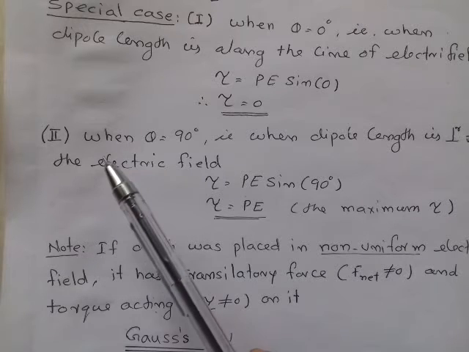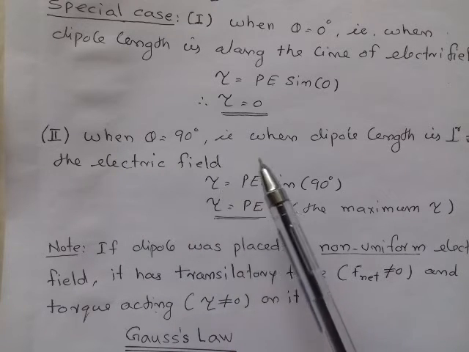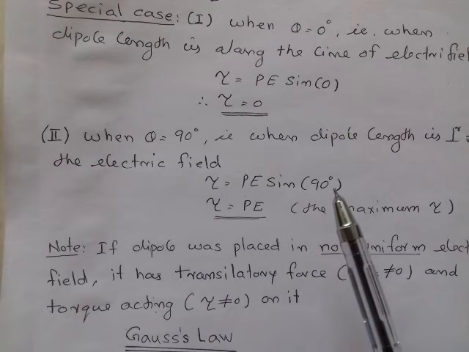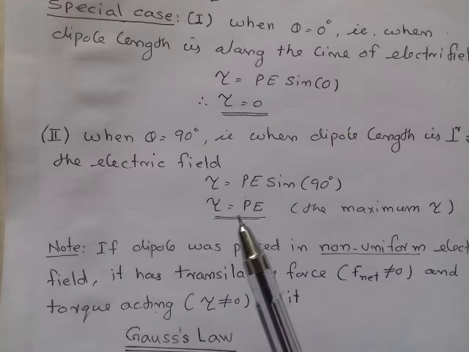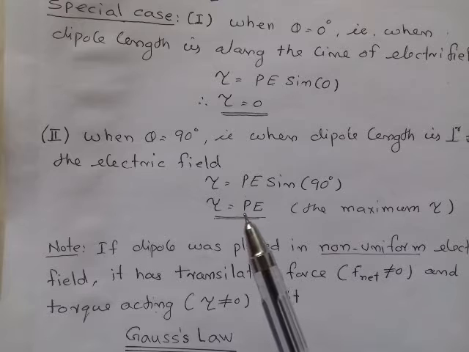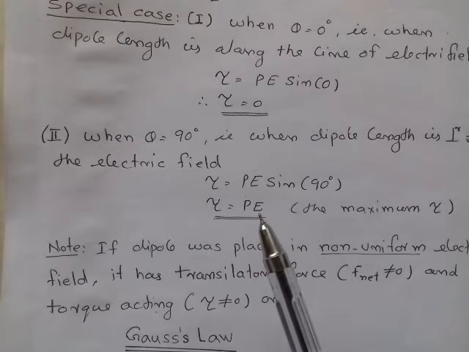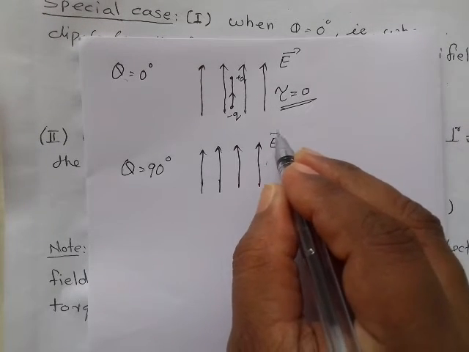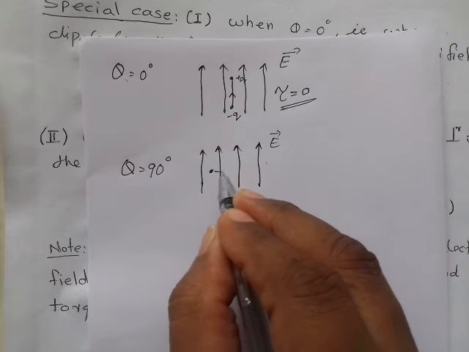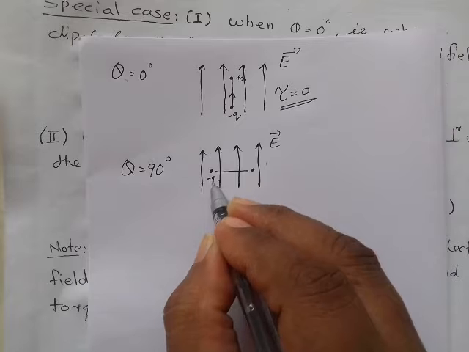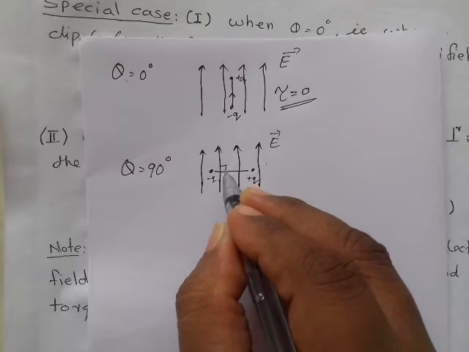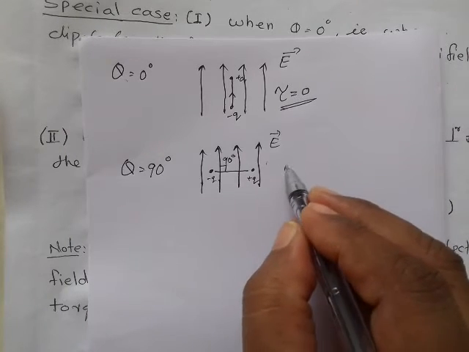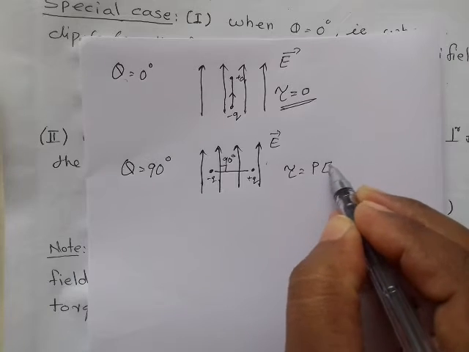Now consider the second case when theta is 90 degree. So this equation becomes PE sin 90 degree. The value of sin 90 is 1. We get a maximum torque value, which is torque equal to magnitude of P into magnitude of electric field E. This is the uniform electric field E. The dipole is placed perpendicular to that, minus Q, this is plus Q, so that the angle is 90 degree. So a maximum torque will be acting, and the maximum torque is P into E.